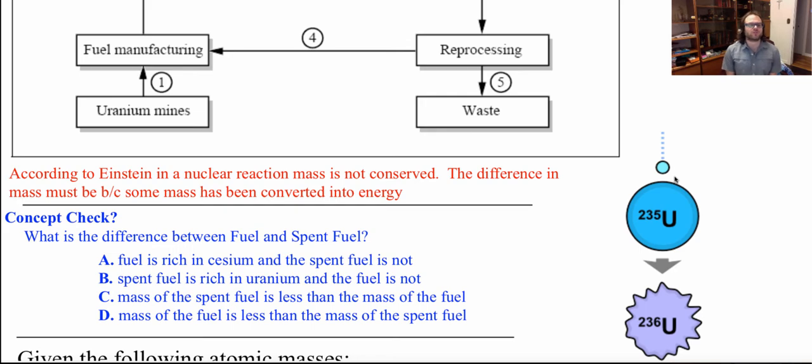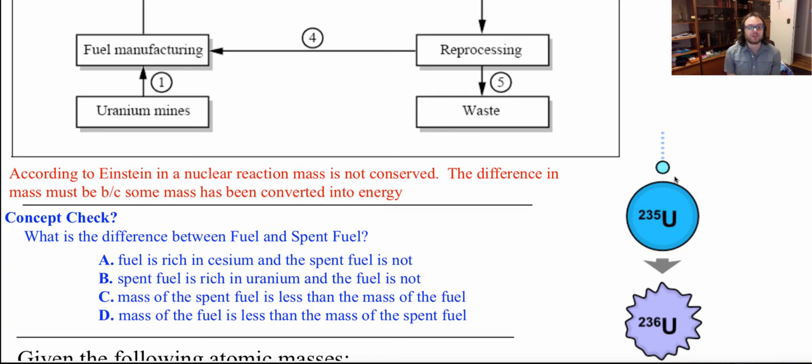So here's a question for you. What is the difference between fuel and spent fuel? Is it A, fuel is rich in cesium and the spent fuel is not? Is it B, spent fuel is rich in uranium and the fuel is not? Is it C, the mass of the spent fuel is less than the mass of the fuel? Or is it D, the mass of the fuel is less than the mass of the spent fuel?